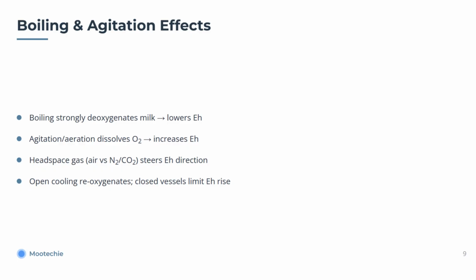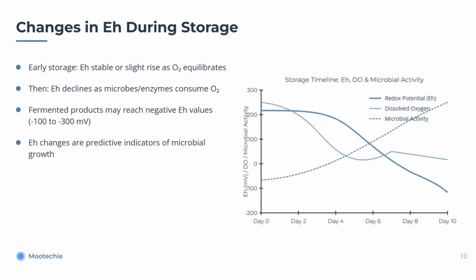Next, we'll look at boiling and agitation effects. Boiling strongly deoxygenates milk, which significantly lowers the EH. On the other hand, agitation and aeration dissolve more oxygen back in, which increases the EH. The type of gas in the headspace, whether it's air or something like nitrogen or carbon dioxide, steers the EH direction. Finally, open cooling allows for reoxygenation, while using closed vessels limits the EH from rising again.